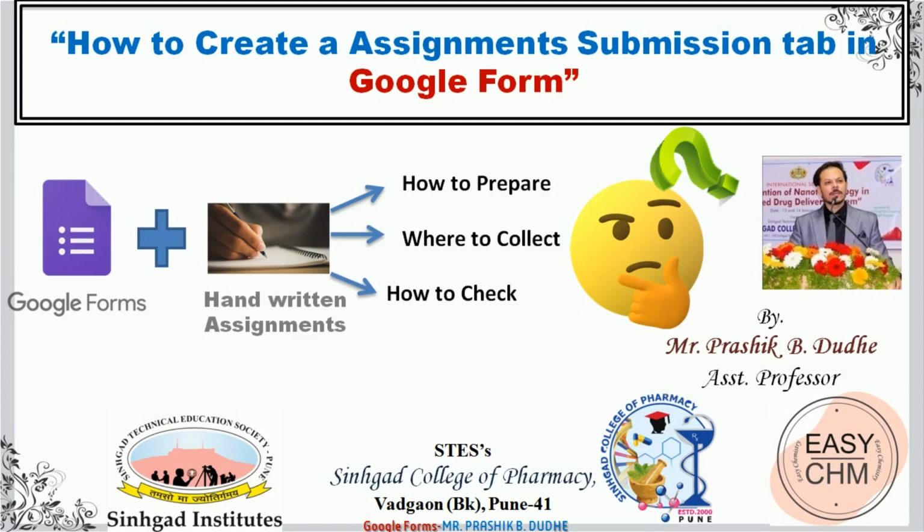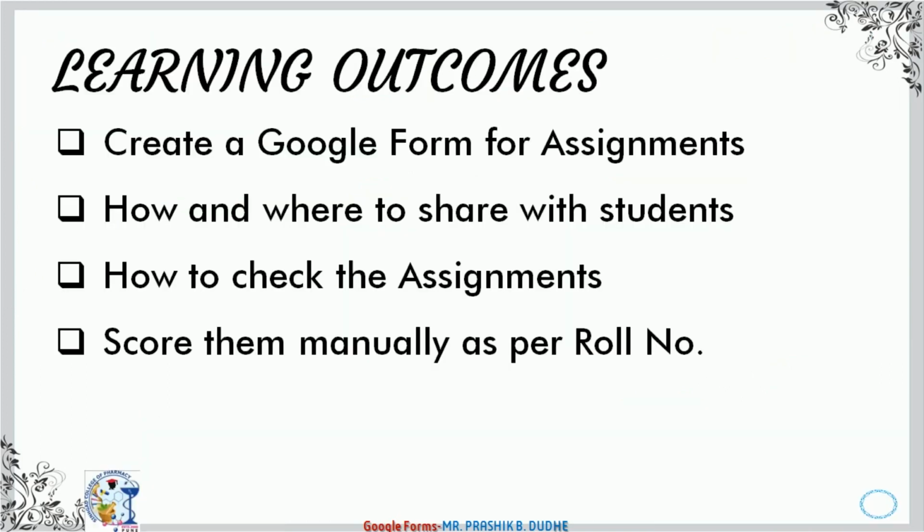Today I will show you how to create an assignment tab for the Google Forms where students can submit a handwritten assignment. So we'll see where to submit, where to collect their responses, how to check them manually so that you get all the score according to the roll number wise. After watching the video, you will be able to create a Google assignment form, share it with the students, check the assignments manually, and score them according to the roll number.